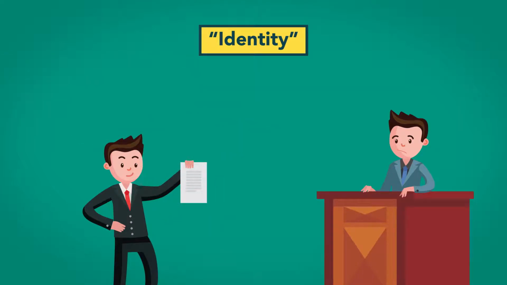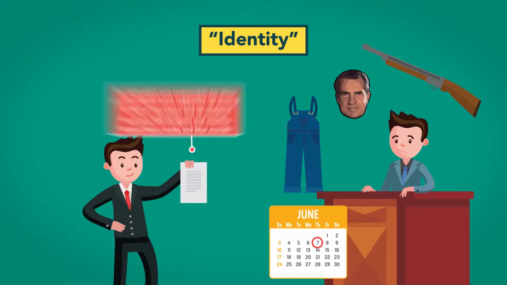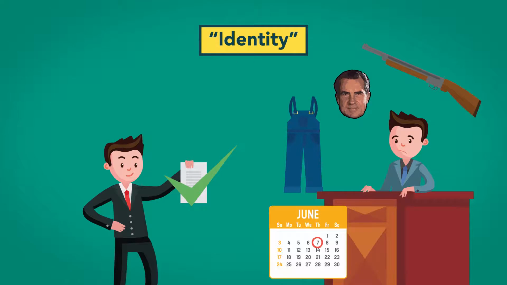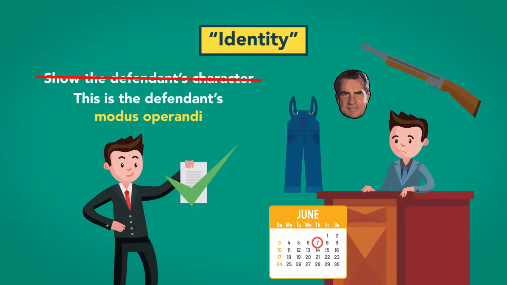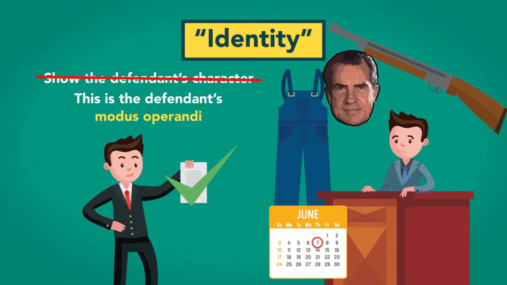But if the person's on trial for robbing a liquor store while wielding a Mossberg 500 shotgun and wearing a Richard Nixon mask and blue overalls on a Thursday evening at 10 p.m., and the prosecution wants to show that the defendant was responsible for 3 previous liquor store robberies, all around 10 p.m. on Thursdays, and all wielding Mossberg 500 shotguns and wearing Richard Nixon masks and blue overalls, this would likely be admissible. The prosecution is not merely trying to show the defendant's character. It's showing that this is the defendant's modus operandi, and thus that the person on the security footage, wielding a Mossberg 500 shotgun and wearing a Richard Nixon mask and blue overalls, was likely the defendant. It is being used to show his identity, not his character.